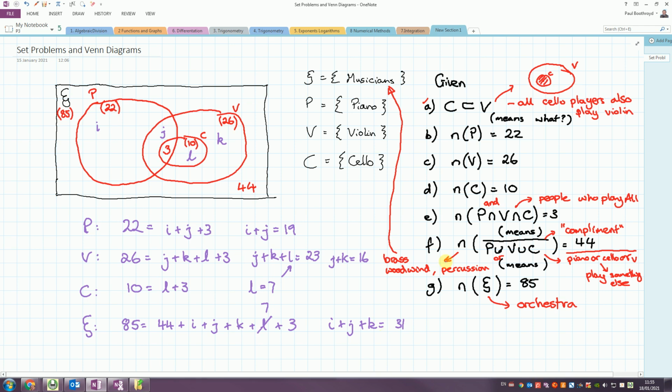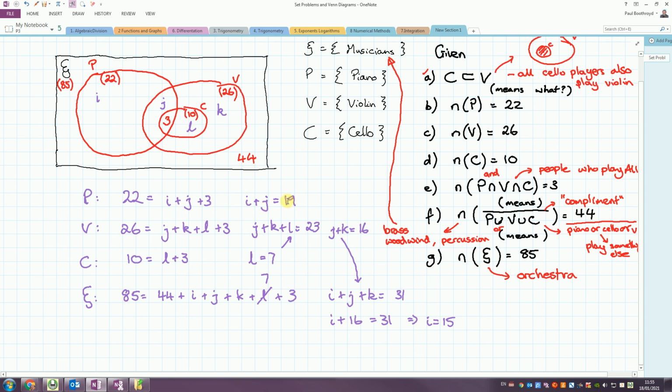But I now look at the equations. I could replace the J and K with 16, substitution. I plus 16 equals 31. So that means I equals 15. And in the same way, I can put that back into the top one. So if I go back to the top, from P, 15 plus J equals 19, tells me J must equal 4. And then using the equation from V, I've got J plus K equals 16, so K equals 12.